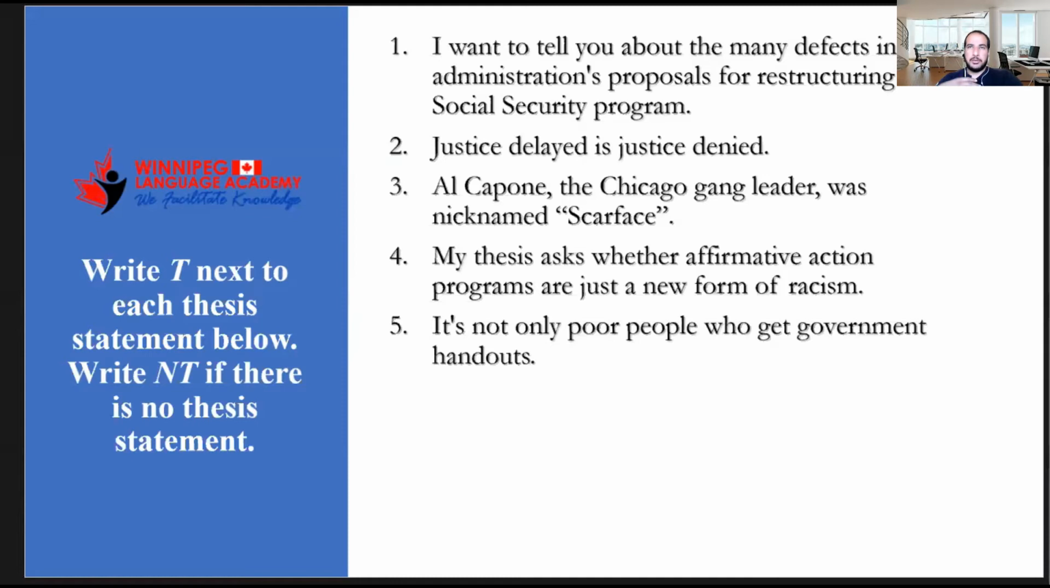Perfect. Now, in my essay, which has this statement, it's not only poor people who get the government handouts, I would be talking about the middle class and the poor people or the lower class only. Wouldn't this be okay? Wouldn't this be specific enough? If you mean this, for me, no. So is this enough or not? I think the same idea.